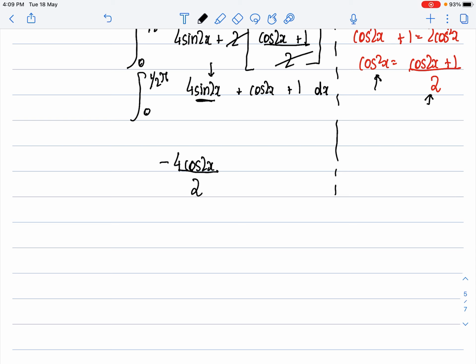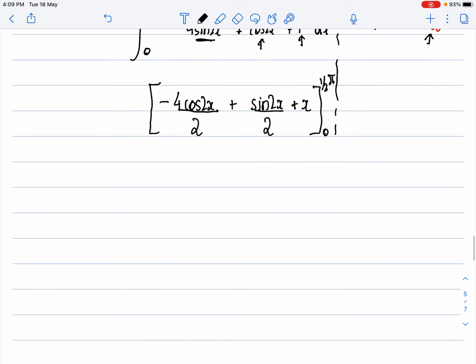Got it? Plus, now integration of cos 2x. The integration for cos is simple, sine. So that's sine 2x over the coefficient of x, which is 2. Got it? Plus the integration of 1, which is x, with the limits 0 and half pi.